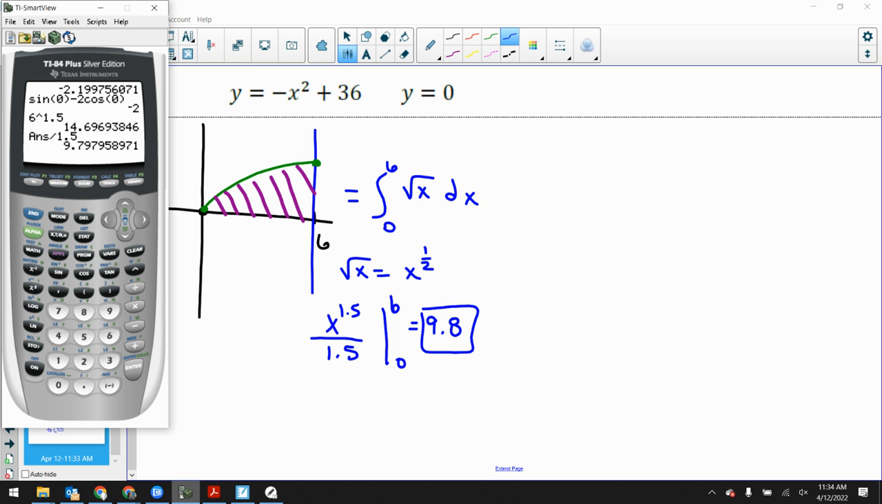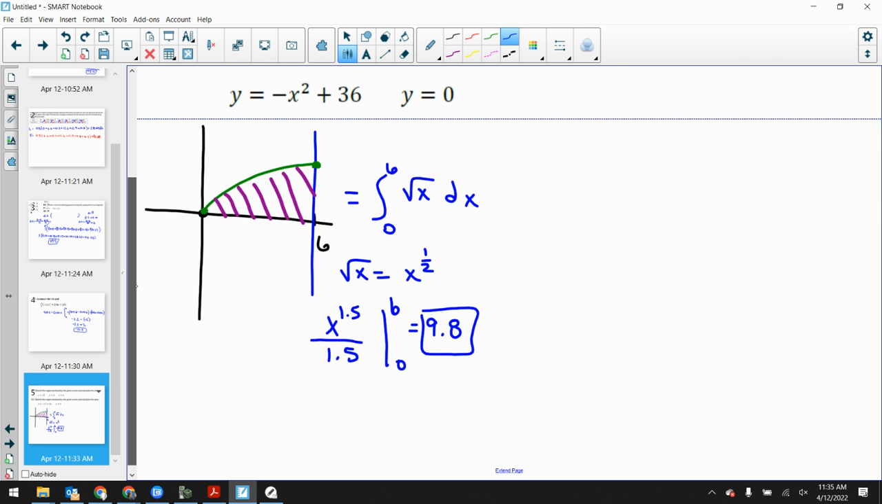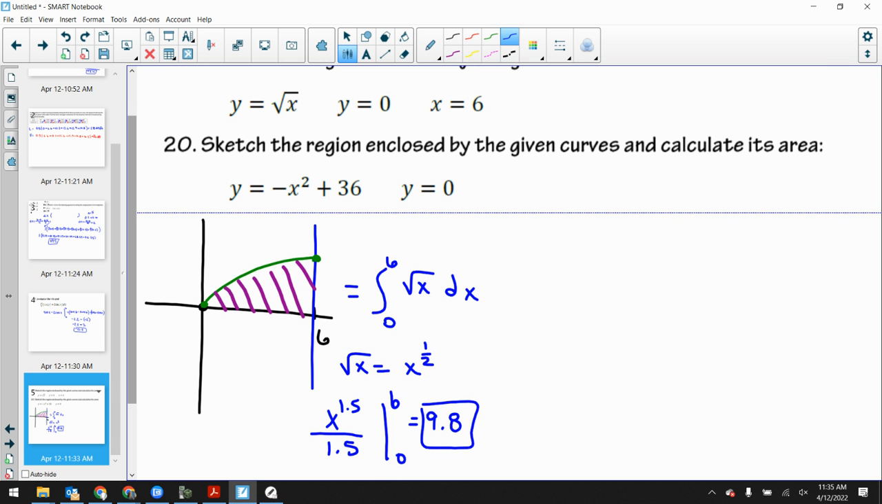That's not even rounded, right? 9.79. 9.8 is better. So that is 19. And then the same thing for 20.